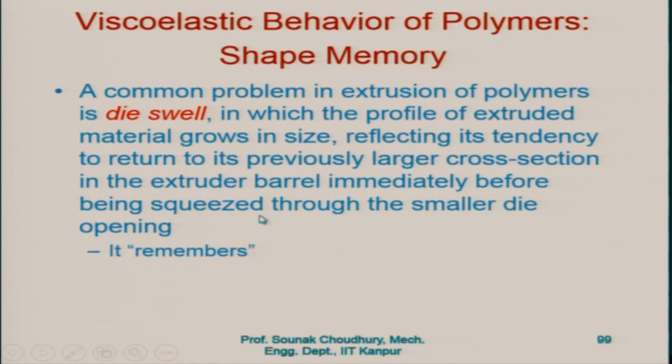If you remember, these are some of the defects in the extrusion of materials, and we have to take care of this. This is what happens: the material remembers the previous shape. So, when it goes through this smaller cross section, it remembers the earlier volume or cross section, and it immediately wants to come back to the initial shape. That is called the shape memory.